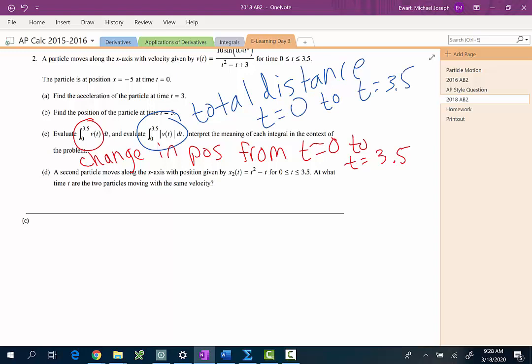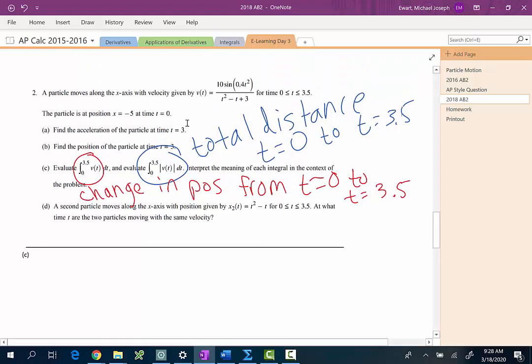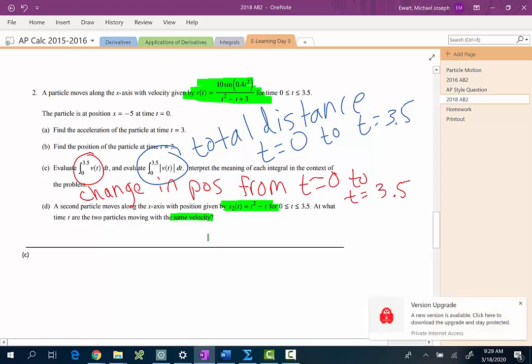Alright, and then the last one, a second particle moves along the x-axis. And when are they moving at the same velocity? So this one, the only difficult part is that the first particle we had a velocity for, and the second particle we had a position for. And they want to know when do they have the same velocity. So my kids took this 2 years ago, and a lot of them, when they got back, said that they messed that up because they just set the two equations equal to each other. But the key here is realizing, hey, wait, this is the position.